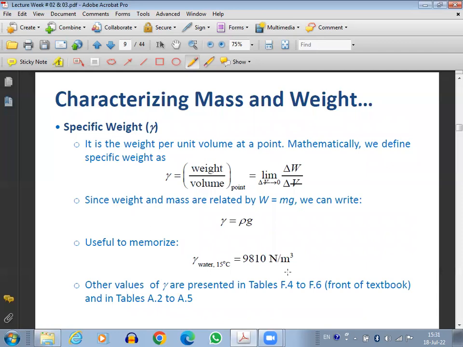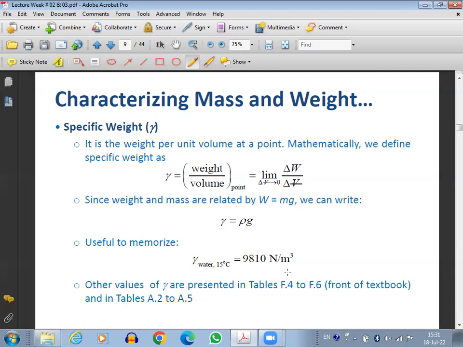Okay. So if I fill this room with some substance, what will be the weight of the room? Suppose I fill this whole room with water, what will be the weight of water? That will be the specific weight of water. If I fill it with oil, the weight will be the specific weight of oil. So it's basically a room of 1 meter by 1 meter by 1 meter. So 1 meter cube. Okay.